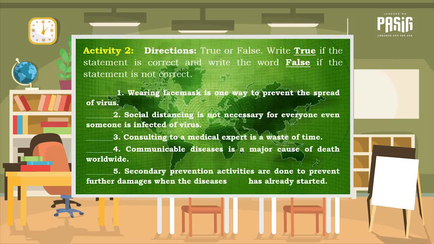Activity number 2, true or false. Write true if the statement is correct and write the word false if the statement is not correct. Number 1, wearing face masks is one way to prevent the spread of virus. True. Number 2, social distancing is not necessary for everyone, even if someone is infected with a virus.